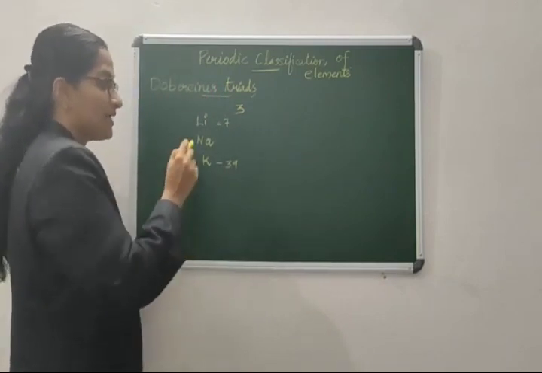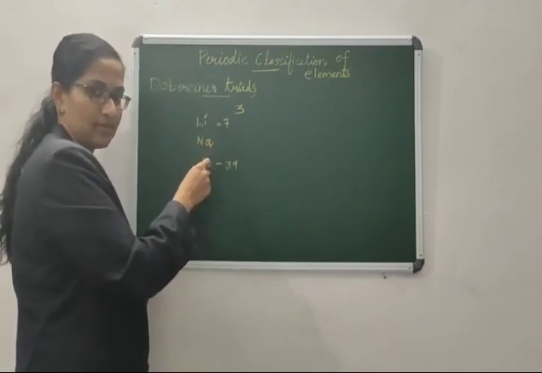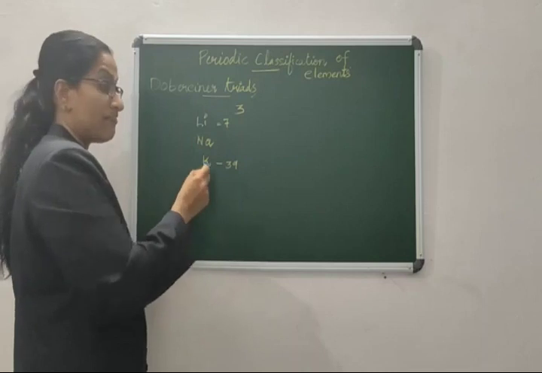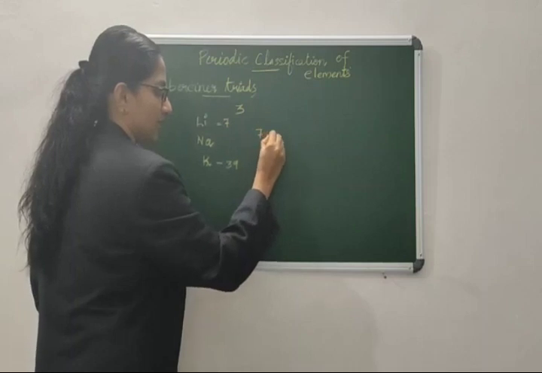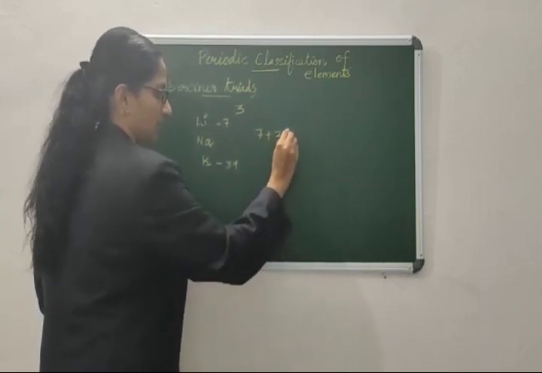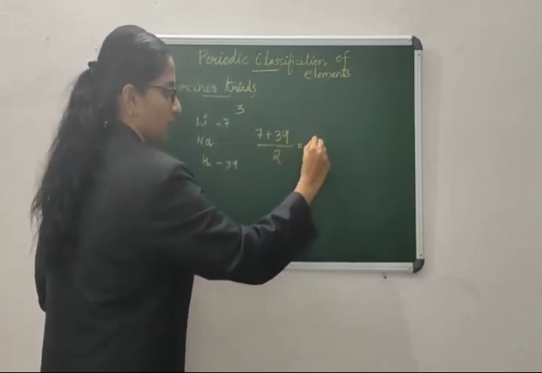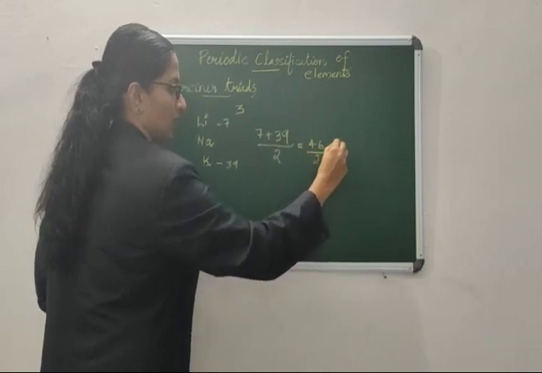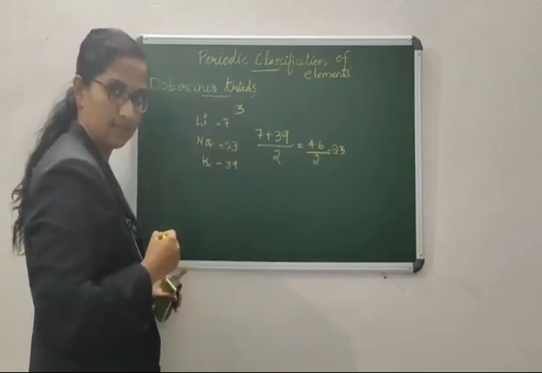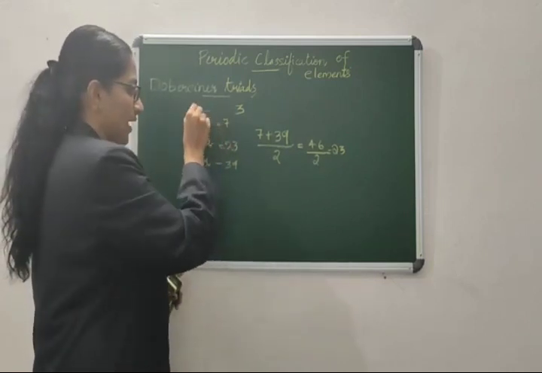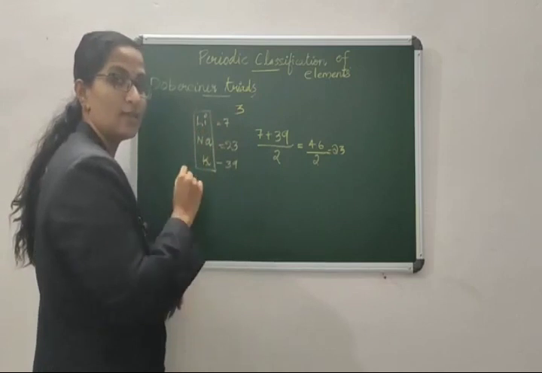Dobereiner's law states that when you calculate the mean of the mass of the first element and the mass of the third element, that will be the mass of the middle element. Here you can see 7 plus 39 divided by 2, which is equal to 46 by 2. You will get 23. The mass of sodium is equal to 23. In the first triad, meaning 3 elements, this is possible.